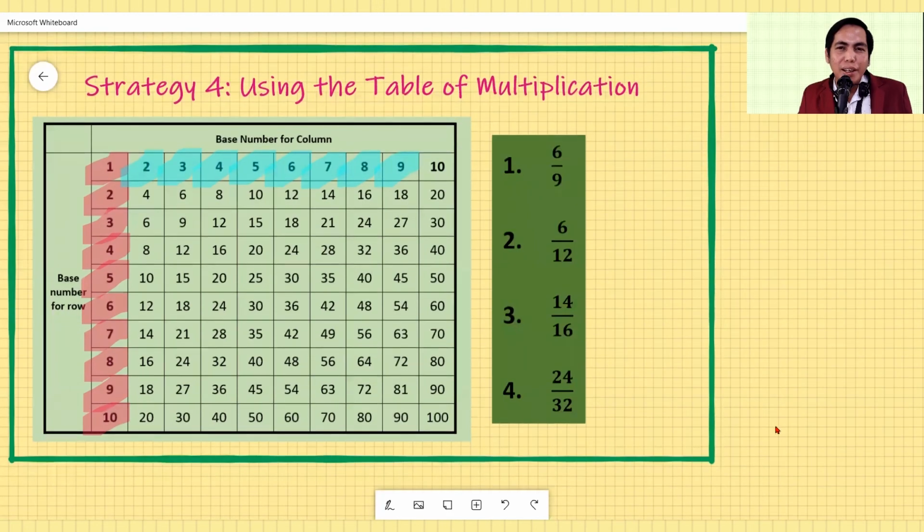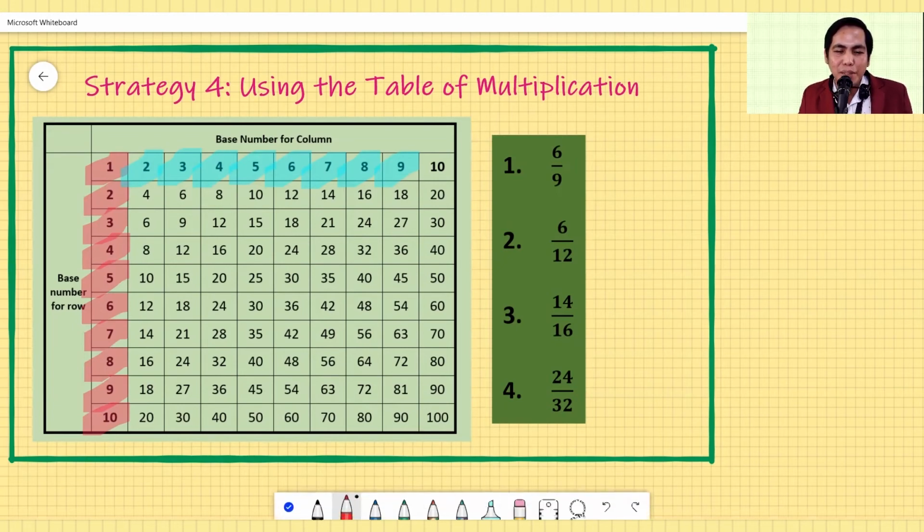But there are limitations in using this multiplication table in finding the lowest term of a given fraction. First, since our multiplication table here is up to 10, the table of 10, the greatest possible numerator or denominator is 100. And secondly, and the most important thing, we have to make sure that the numerator and the denominator are in the same column or in the same row. For us to understand that, let us have this first example.